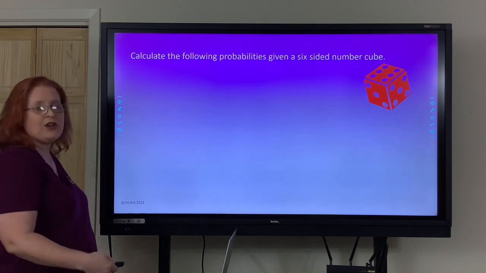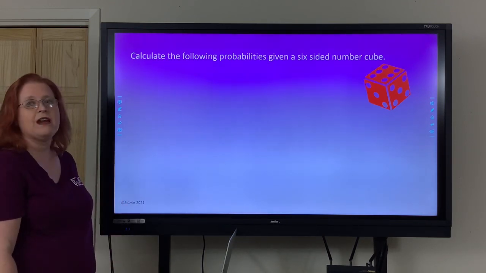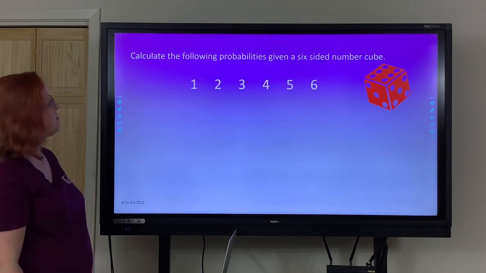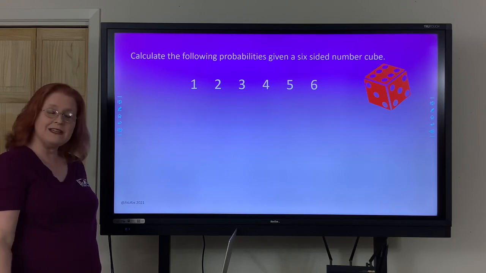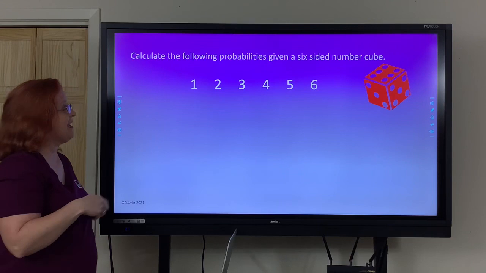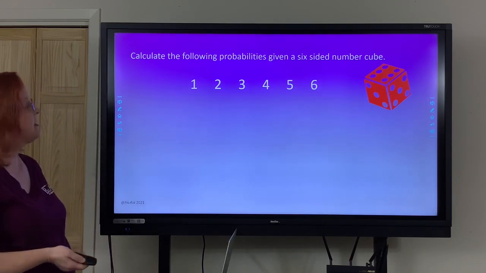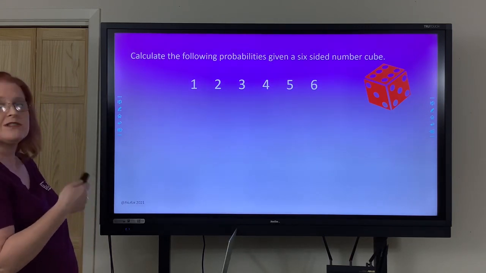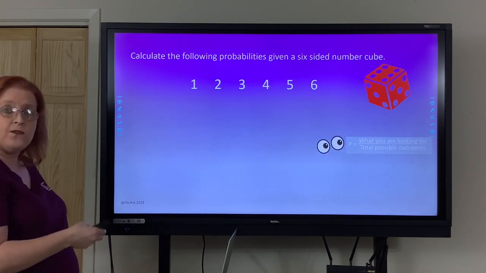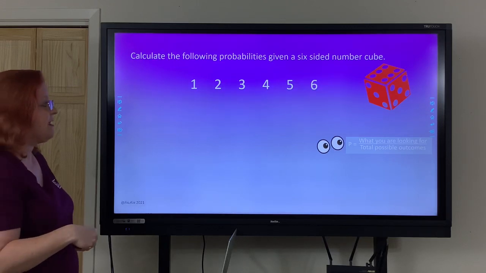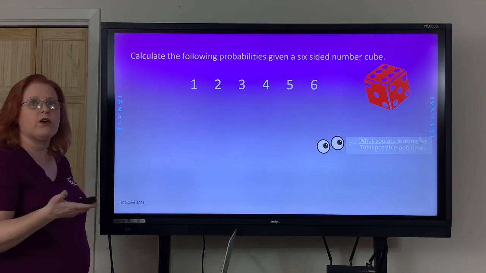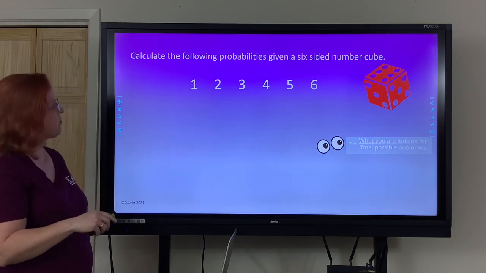All right, if you just look at this number cube over here and think about what can possibly happen, all we're going to get are the numbers 1 through 6. That's it. We can land on a 1, we can land on a 2, we can land on a 3, 4, 5, or 6. And so now let's look at the probabilities. Okay, remember, what you're looking for divided by the total possible outcomes. So let's just think about 1 through 6. What are the possible outcomes, or what is that total possible?